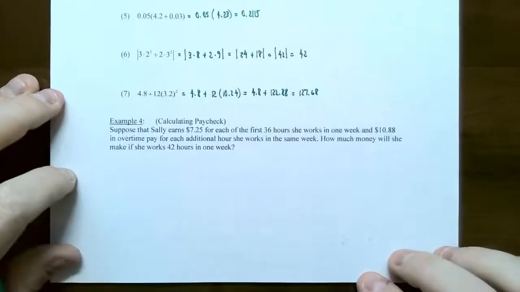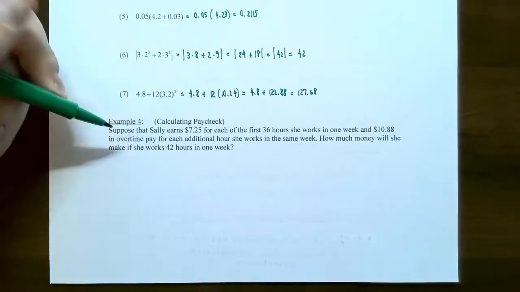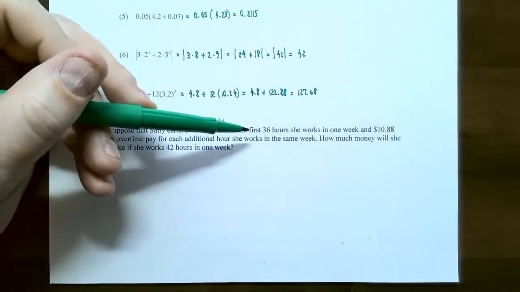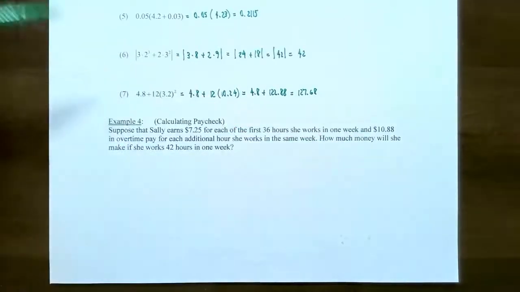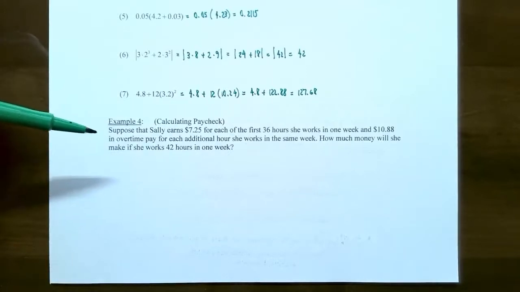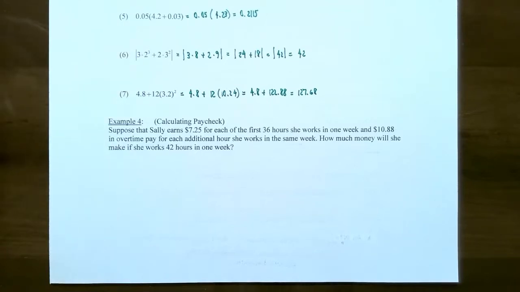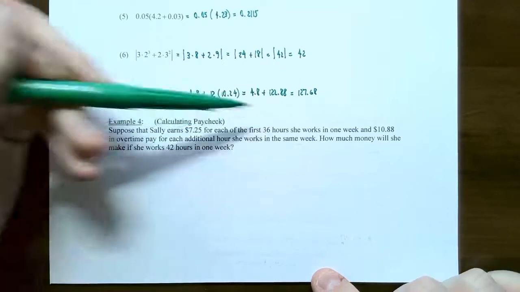All right, example 4. Let's use the order of operations in this word problem. We're going to figure out how much our paycheck should be. So suppose that Sally earns $7.25 for each of the first 36 hours that they work in 1 week, and then they earn $10.88 in overtime pay for each additional hour they work in the same week. So how much money should Sally earn if they work 42 hours in 1 week? Well, it doesn't seem like order of operations, but you would definitely not add 36 hours and 42 hours. That's not making any sense.